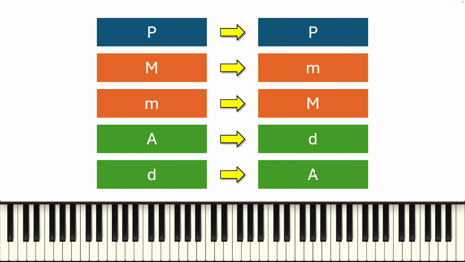If you keep this rule in mind, perfect always inverts to perfect. Major and minor switch between each other, and diminished and augmented switch between each other. Here I color-coded them just to make life a little bit easier for you. So that was for the quality. If you can keep that in mind, then that's half of the job.